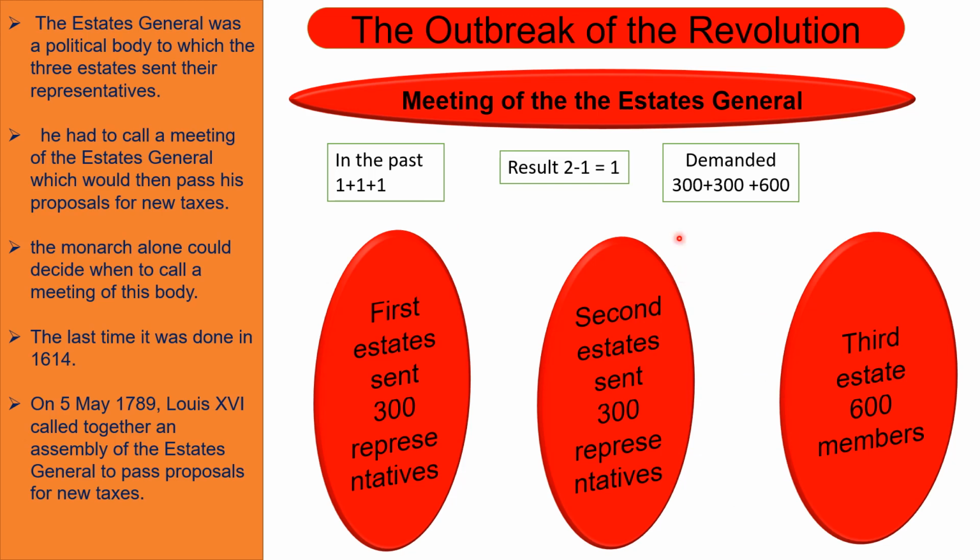So now the third estate demanded that each representative have one vote. Now the result was 600 and 600. So in this condition, no act passed without the consent of the third estate.